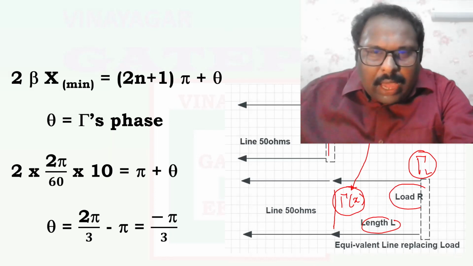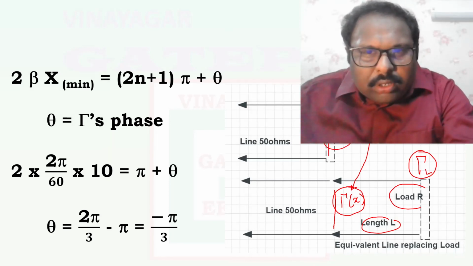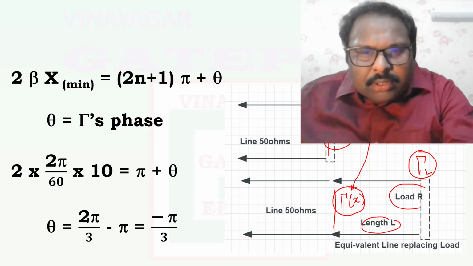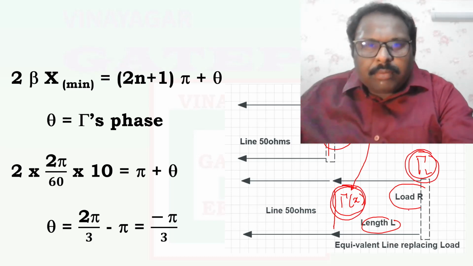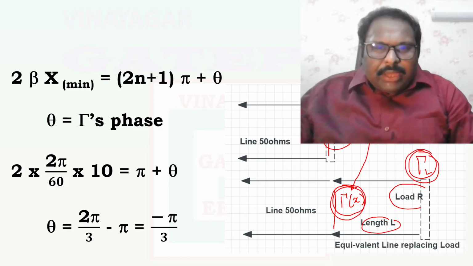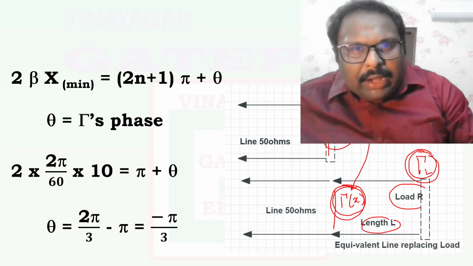Because I got the gamma at the load here. Now what am I doing? I'm replacing that load with the line. So I'll calculate the gamma of x, and that will give me gamma at this load now. So this gamma L becomes gamma of x. I'll calculate the gamma L.